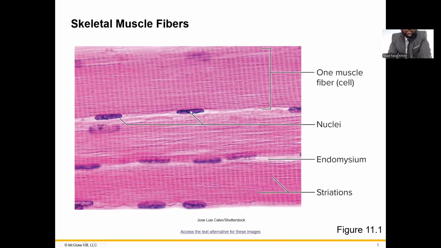So why do we have a lot of nuclei? Why do we have a lot of nuclei in our skeletal muscle tissue?